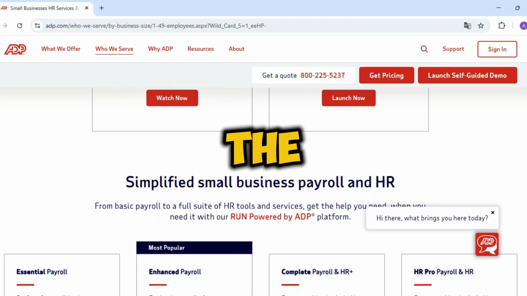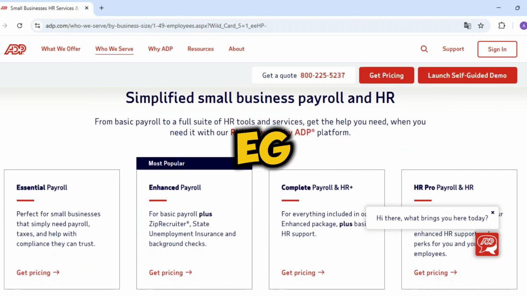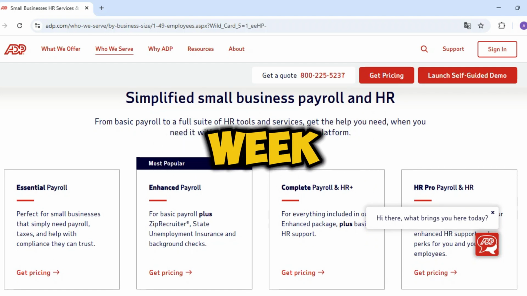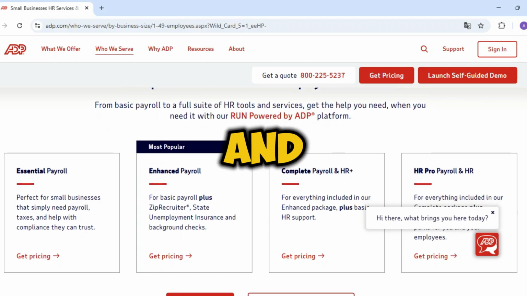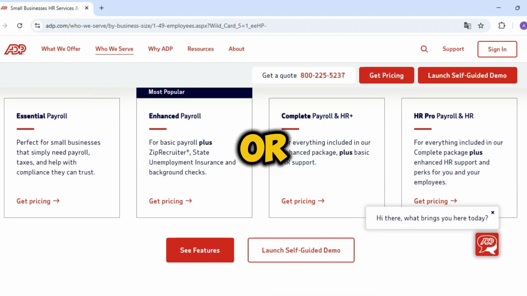Step 2. Define the rules. You'll set the accrual rate, e.g., 0.8333 hours per week for 10 days a year, the waiting period before accruals start, the maximum carryover amount, and when the accrual is granted, e.g., on payday or the first of the month.